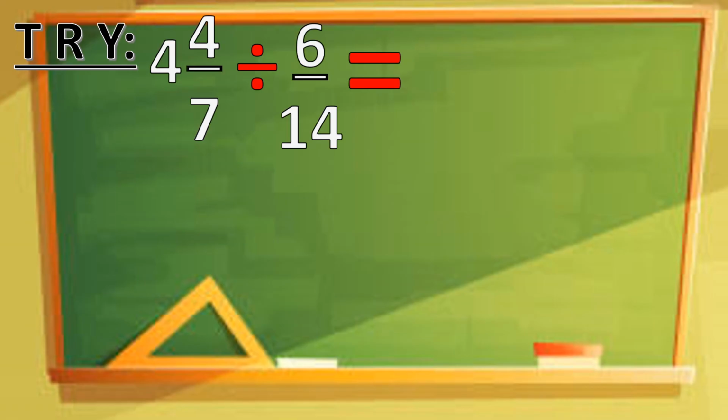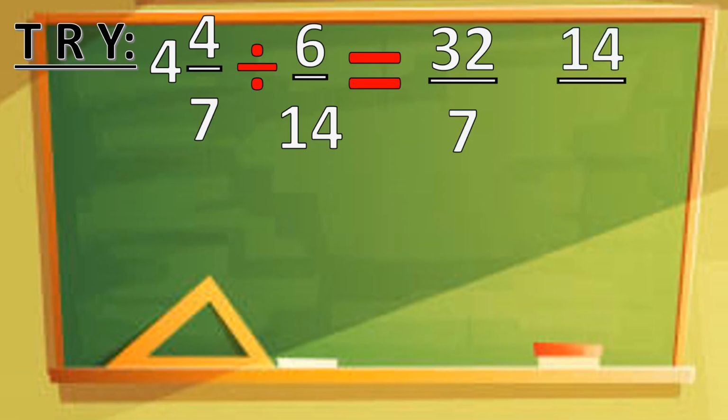Very good. What is our step 1? Our step 1 is to change the mixed number to an improper fraction. So 4 and 4/7 will become 32 over 7. And then the second step is to get the reciprocal of the divisor. So 6 over 14 will become 14 over 6. And then instead of division, we proceed with multiplication.